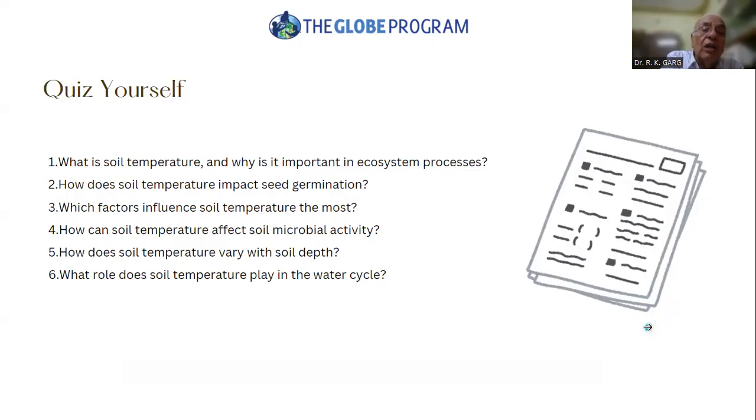How does soil temperature vary with different soil depth? And what is the role of soil temperature in the water cycle? As we know in an ecosystem, all the systems, that is atmosphere, hydrosphere, biosphere, and pedosphere, are all interrelated and interconnected. So is the soil temperature affecting the water cycle, and if yes, how much? So all these questions we need to answer. Next, please.